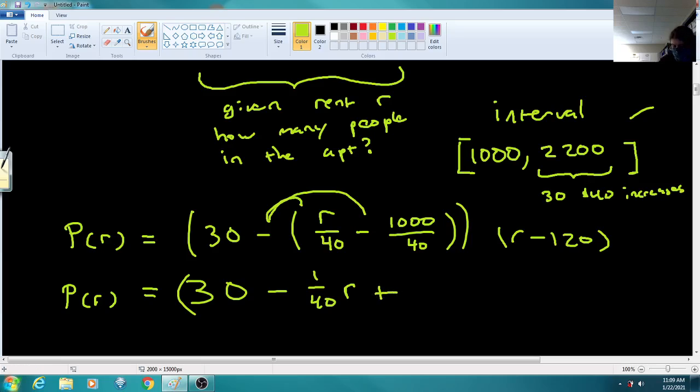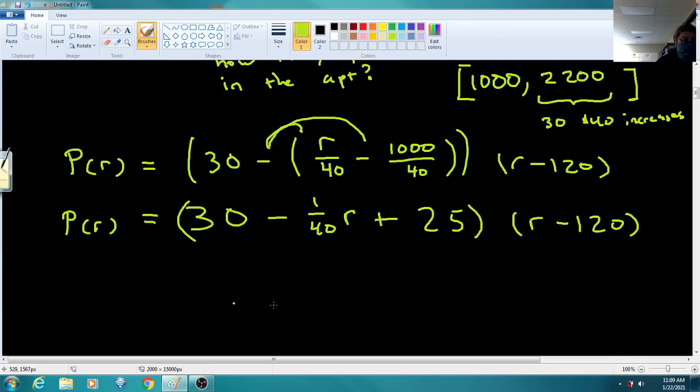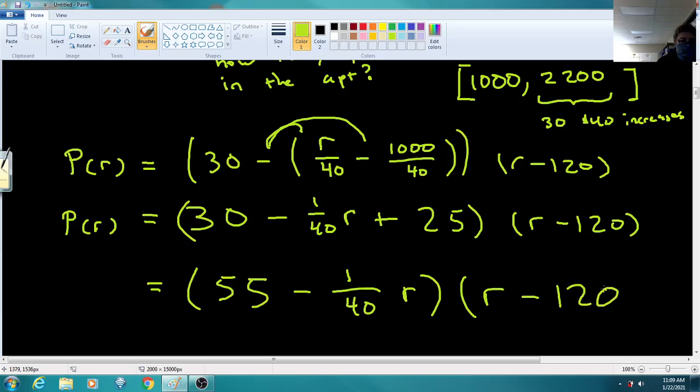Plus, let's see, what's 1,000 divided by 40? That is plus 25 times the r minus 120. So this will equal 30 plus 25 is 55 minus 1 over 40 times r minus 120. I think we're okay through there.